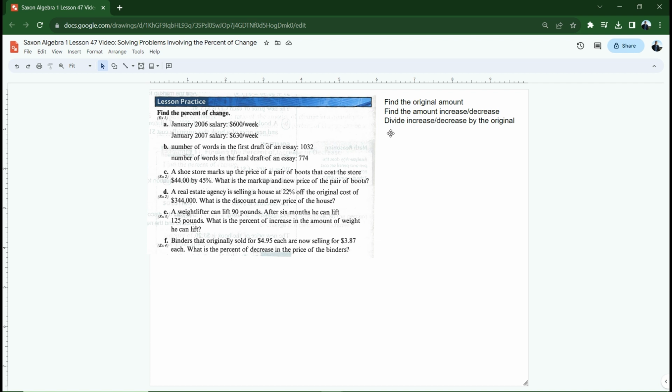So sometimes you'll be given a percent change. You have to go backwards on these steps, but these steps will help you to solve these sorts of problems. So the instructions are to find the percent of change. Let's go ahead and see if we can do that.